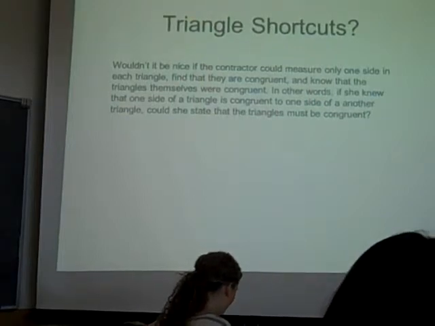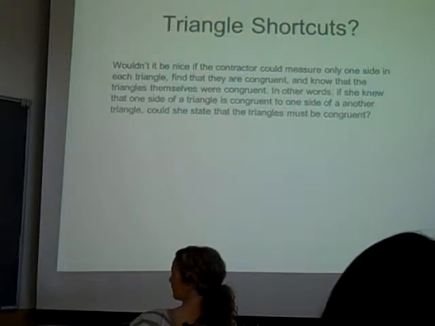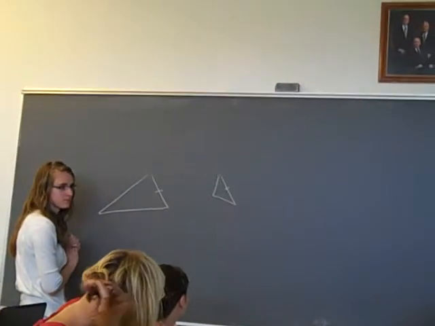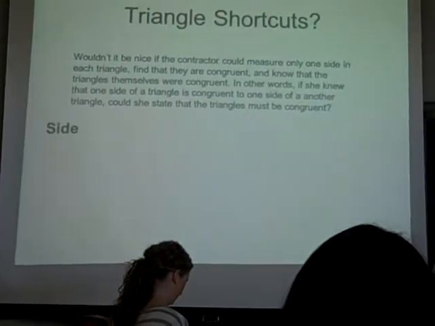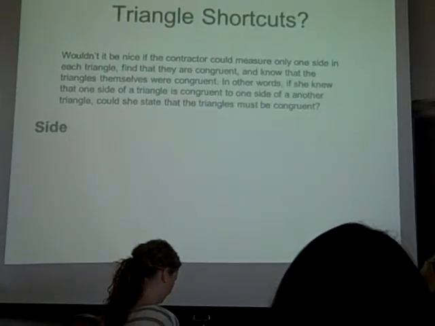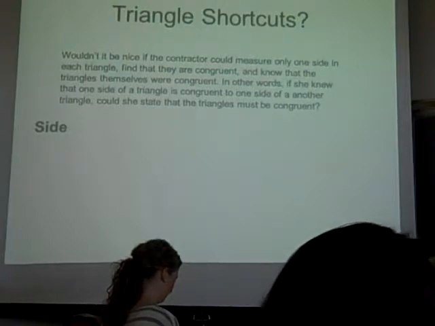Okay, so if you were to measure the 2 sides she has marked and found they were the same, that is not enough to guarantee that, obviously, the 2 triangles are congruent. Does everybody agree? Okay. So what we're going to call the side shortcut, taking one side of each triangle, is not sufficient.